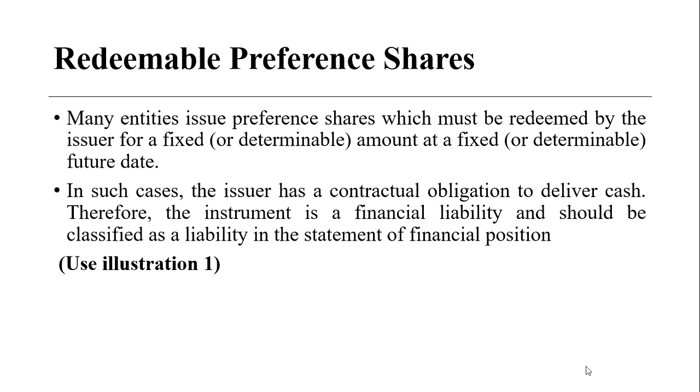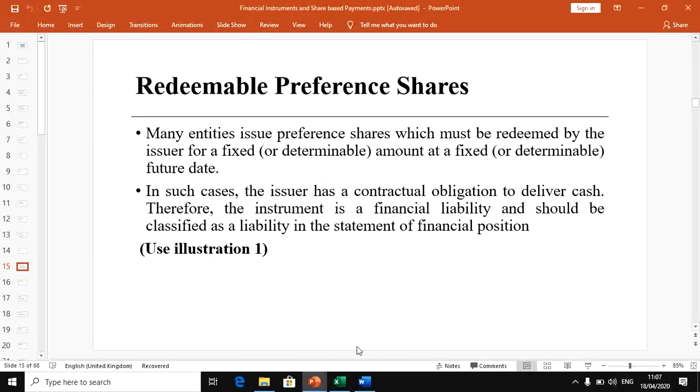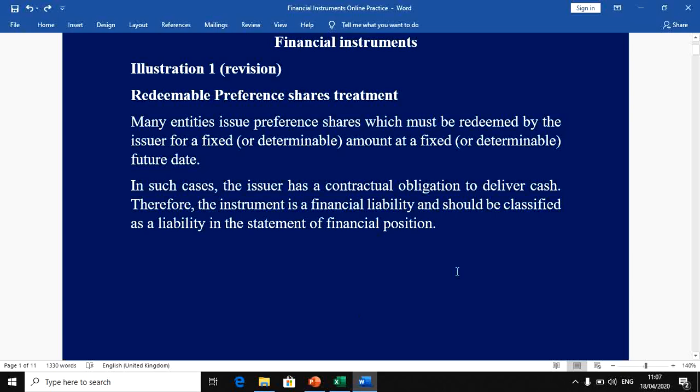Therefore, the instrument is a financial liability and should be classified as a liability in the statement of financial position. Let us look at an illustration to take the point home. Illustration 1, and this is just revision.